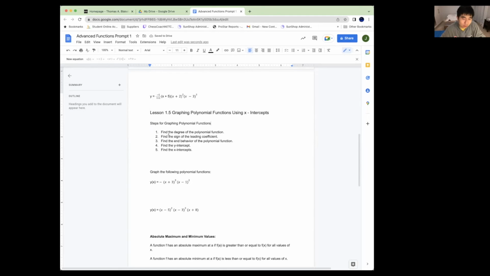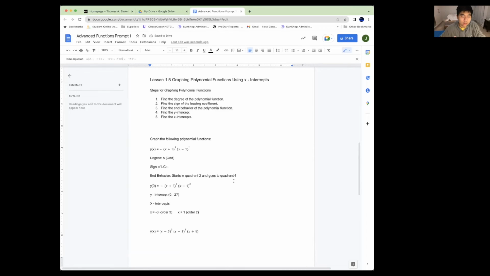First of all, you want to find the degree of the polynomial function. You want to find the sign of the leading coefficient. Then you want to find the end behavior of the polynomial function. Then you want to find the y-intercept, and then you want to find the x-intercepts. As you can see here, a lot of similarities. The first 3 steps are just finding characteristics of the function.